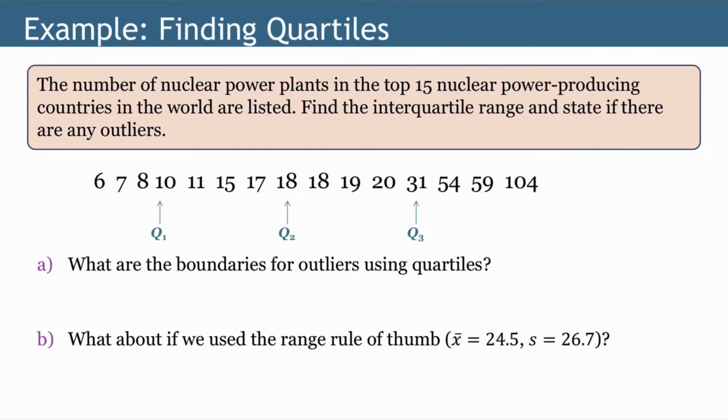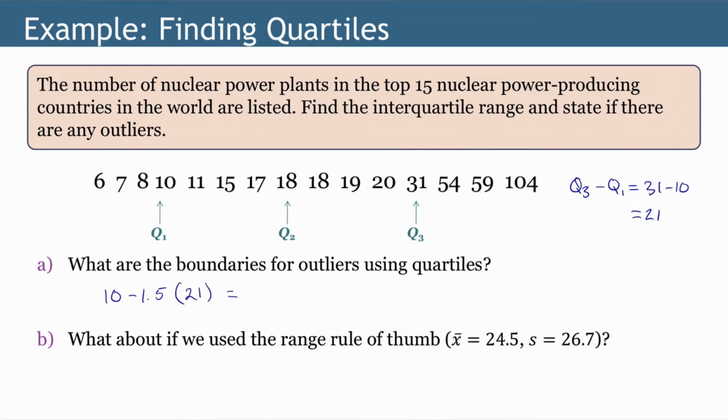So if I go back, what are my boundaries for my quartiles? My lower boundary would be quartile 1 minus 1.5 times the interquartile range. What is my interquartile range? In this case, Q3 minus Q1. 31 minus 10, so that's 21, and so that's what I'll put in here.